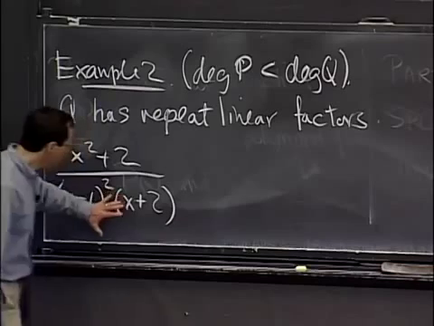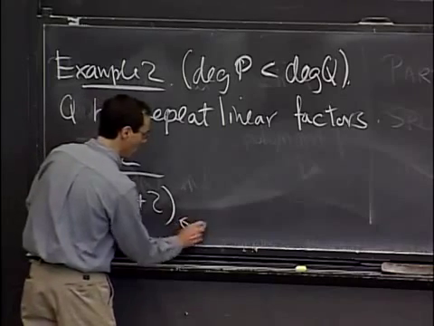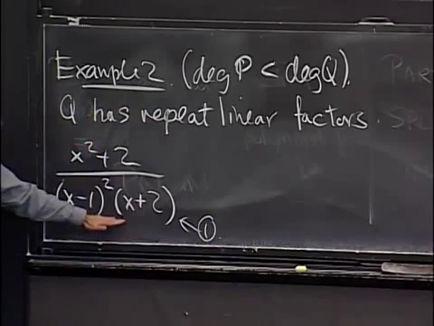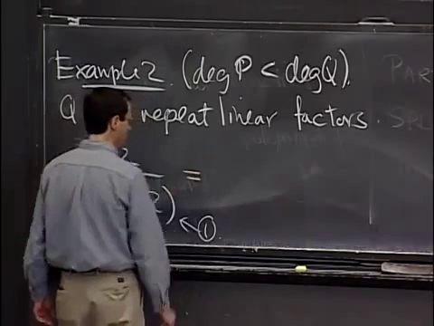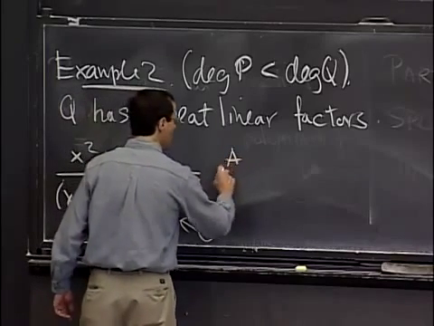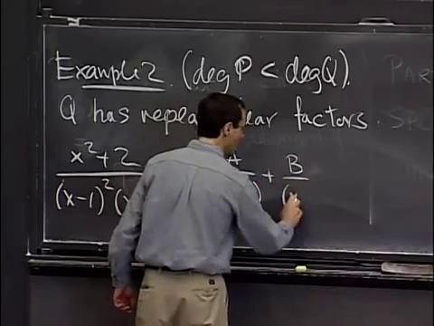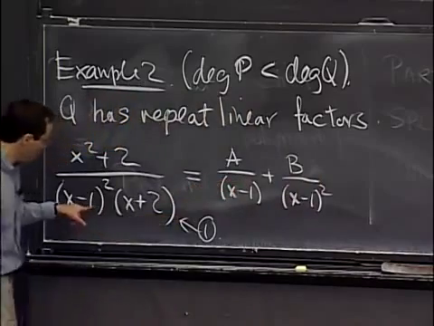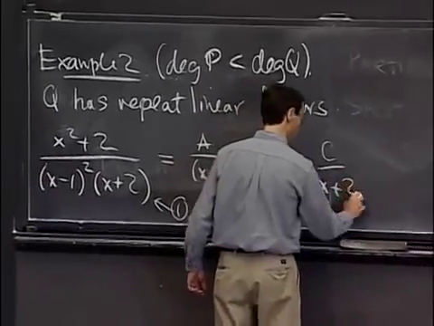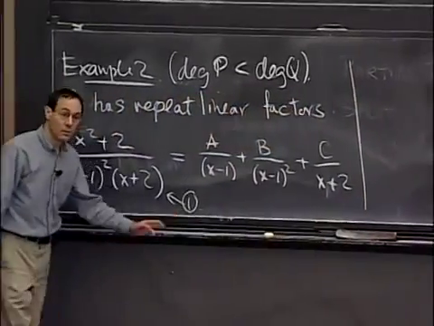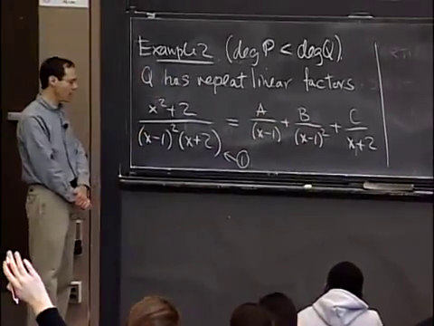Now, the main thing you need to know, since I've already performed the factorization for you, I've already performed step 1. This is step 1 here. You have to factor things all the way, and that's already been done for you. And here's what the setup is. The setup is that it's of the form a over x minus 1 plus b over x minus 1 squared. We need another term for the square here, plus c over x plus 2. In general, if you have more powers, you just need to keep on putting in those powers. You need one for each of the powers.